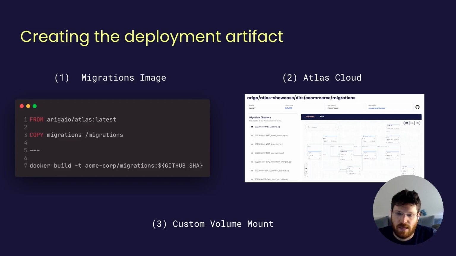Finally, you can use a custom volume mount instead of copying the migrations during continuous integration. You can do it in runtime to mount it from a config map or a Git volume or whatever way that you want.